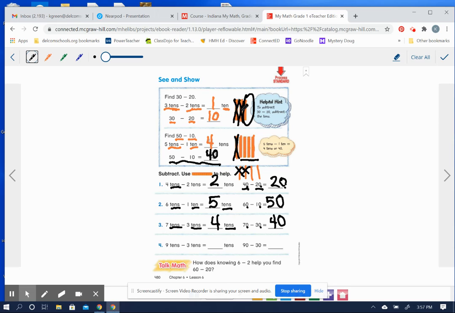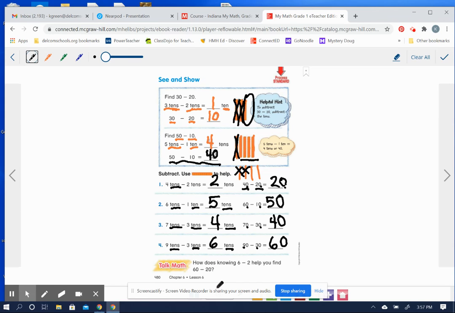9 tens minus 3 tens equals how many tens? Okay, that would be the same thing as 90 minus 30 equals blank. Okay, so what is 9 minus 3? 6. And don't forget the 0 here. The same way, 6 tens. We can't forget this word here either. 9 tens minus 3 tens equals 6 tens. 90 minus 30 equals 60.